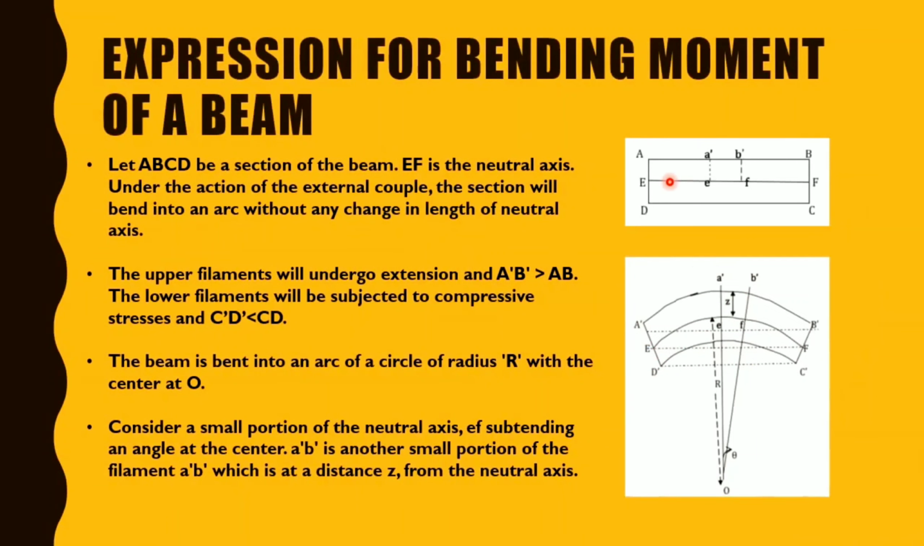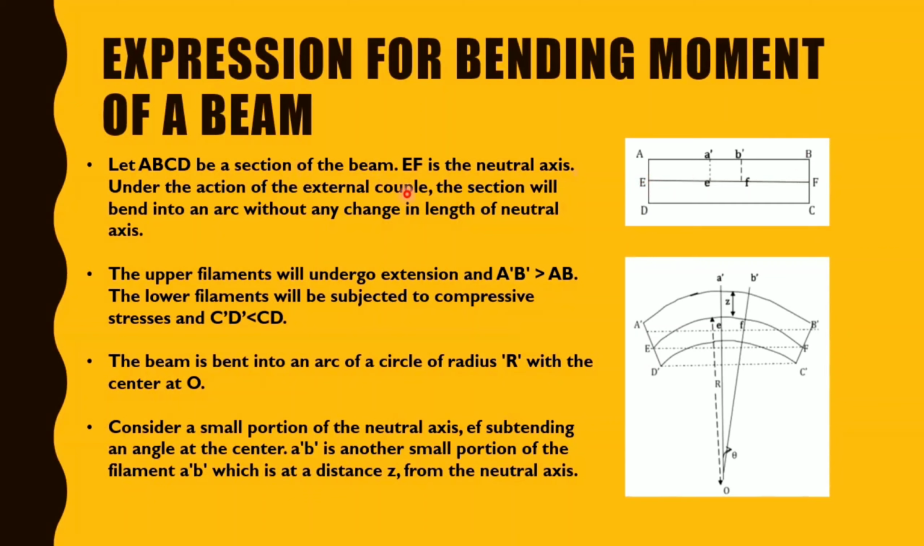So this EF is the neutral axis, and this is the upper filament and this is the lower filament, right? So see, let ABCD be a section of a beam. This ABCD is the section of a beam. EF is the neutral axis. As I told, this E and F is the neutral axis.